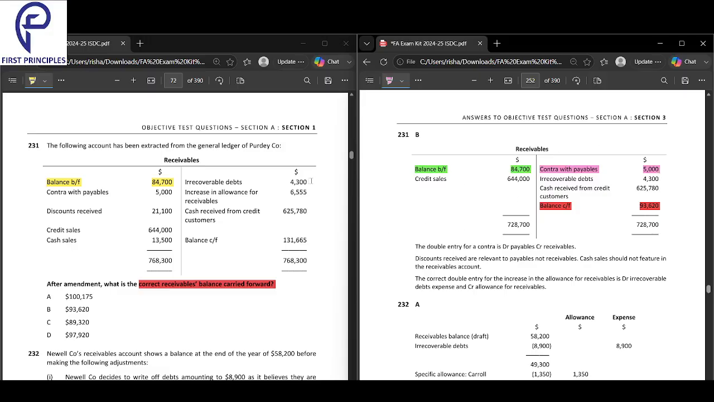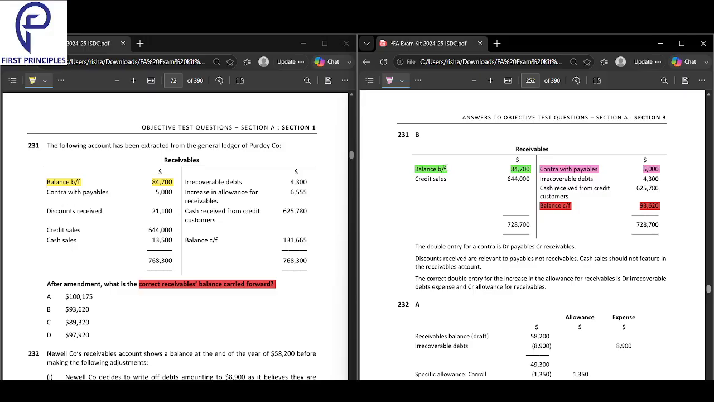This comes over here. And discount received, we saw in the previous sum, comes in purchases, not in receivables. It will affect your payables and is not relevant to receivables. So that will not be the case here. These two we have adjusted.